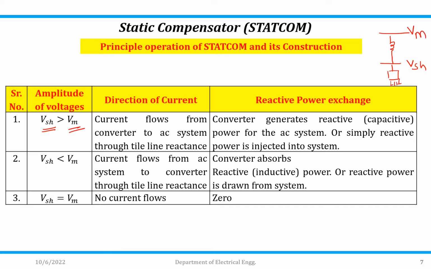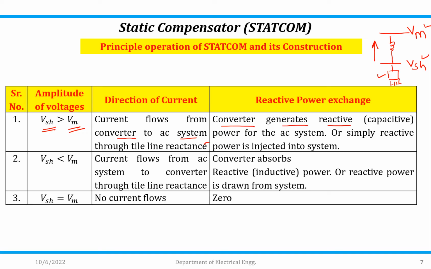So if Vsh is greater than Vm, what will we observe? The direction of the current will be like this, from higher potential to lower potential. So current will flow from the converter, that is your DC to AC converter, to the AC system through a tie line reactance. Therefore we can say the converter generates reactive power, which will be capacitive reactive power for the AC system, or simply we can say that the reactive power is injected into the system.